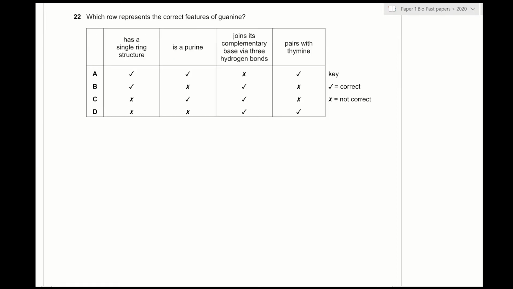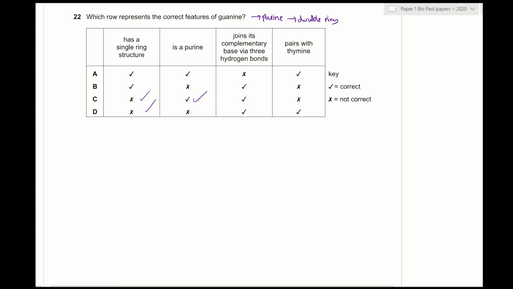Which row represents the correct features of guanine? As we all know, guanine is a purine, which is a double-ringed structure. Therefore, C and D are going to be correct. And is a purine? Yes, it is a purine because it's a double-ring structure.